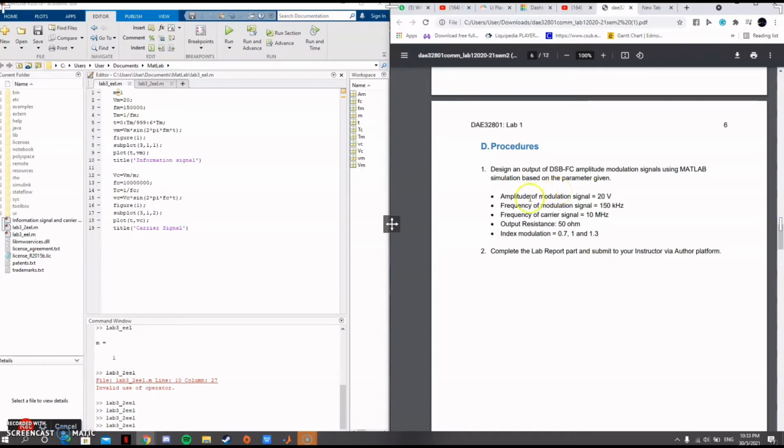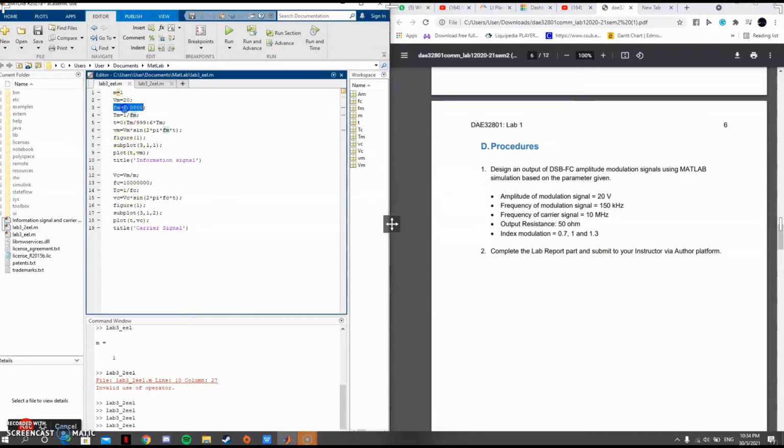First of all, the amplitude of modulation signal is 20 volt, which is VM. The frequency of modulation signal is 150 kilohertz, which is FM. Here is the FM, and here is the VM. The frequency of carrier signal is 10 megahertz. That is FC. And for index modulation, we can take 1, which is M equals 1.